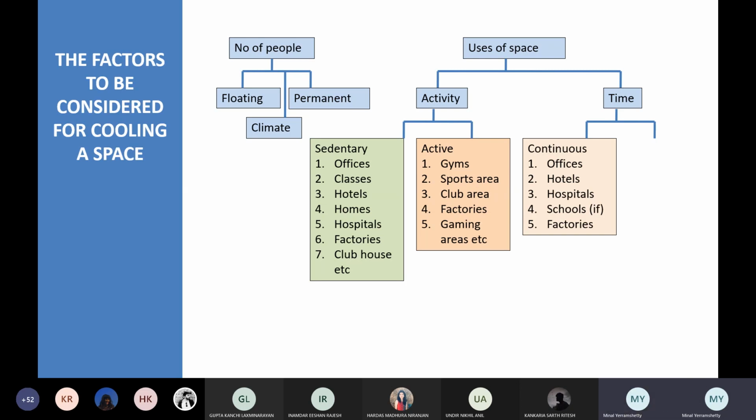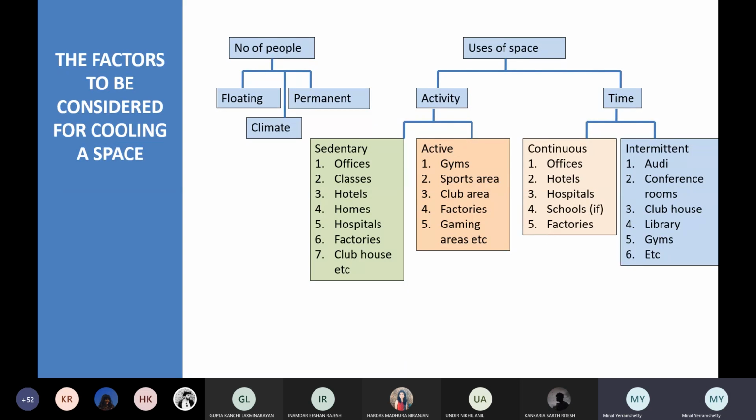And then time, you have continuous, like offices, continuous like 9 hours, 8 hours, and then you have intermittent. So let's say in continuous, of course, hotels are there, hospitals will be continuous, at night also people will stay there, they will not go home. Schools, and factories. Okay, so these are continuous shift hours. So at least 9-hour shifts are there, 8-hour shifts are there.